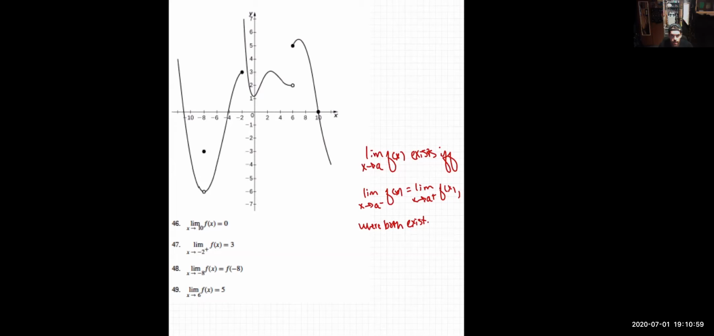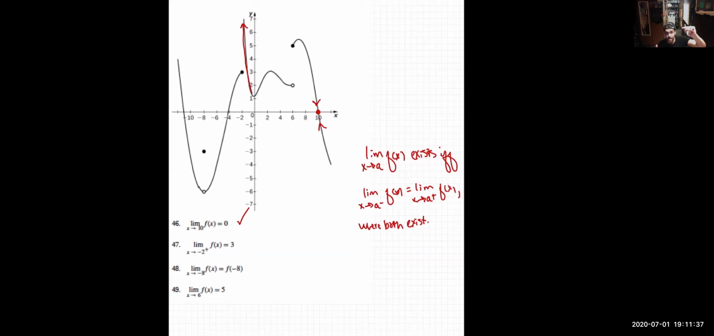So let's see if that seems to hold. Well, if I come in from the left as x approaches 10, I am coming towards 0, it seems. Coming in from the right, I'm heading towards 0, so this seems true. Let's see, 47, the limit as x approaches -2 from the right of f of x equals 3. Well, this is kind of shooting up here from the right. It looks like it's either heading towards 7, maybe positive infinity. Who knows? The fact that they didn't specify a point at 7 tells me they're implying it's going to positive infinity. This statement is false.